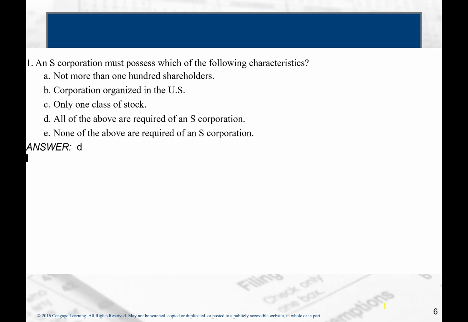An S corporation must possess which of the following characteristics? Not more than 100 shareholders, yes. Has to be a U.S. corporation, only one class of stock, so all of the above are part of the requirements we have to meet. Okay, good.